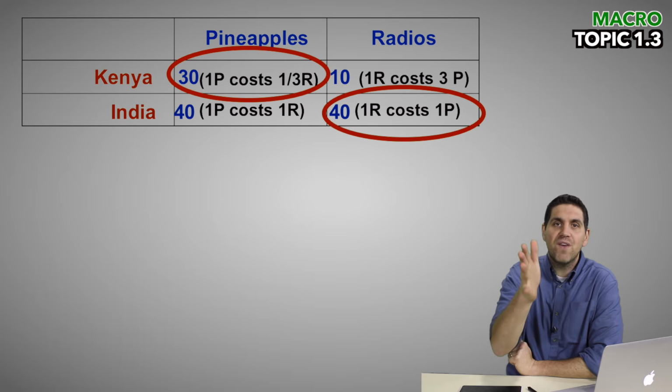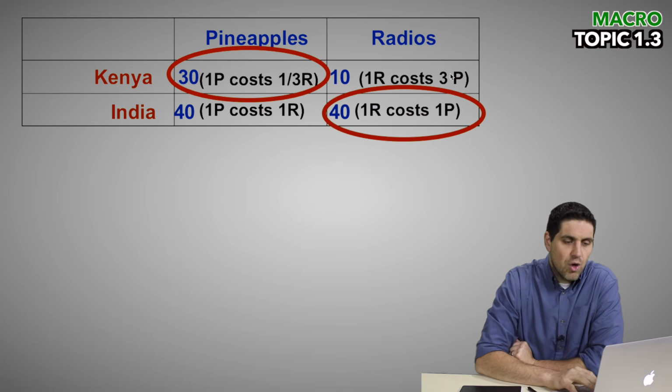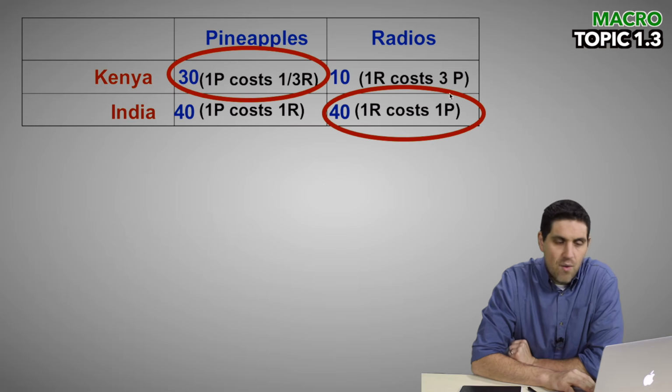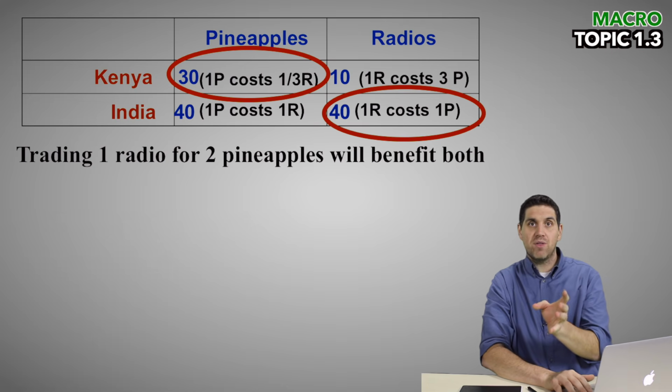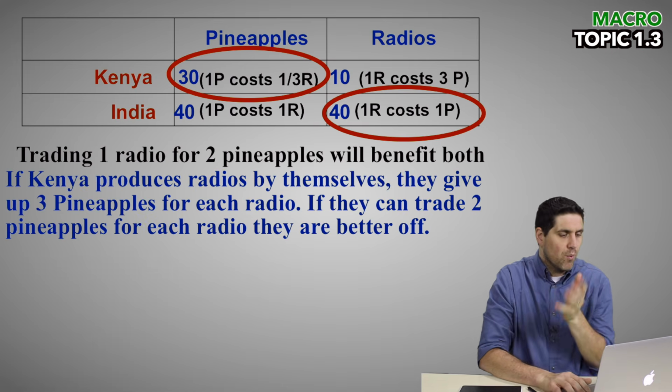Now, I'll help you out and figure out how you get this. What you got to do is you look right here. This tells you, once you've calculated this per unit opportunity cost, the number for 1 radio for a certain number of pineapples has to be between 3 and 1. For example, 2 would work. So 1 radio for 2 pineapples would benefit both countries. But why is that? Well, the reason why is this.